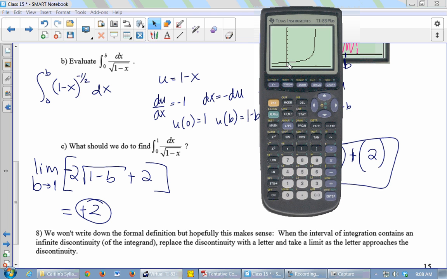All right, so I want to find the area from 0 to 1. If I just put in 0 to 1, my calculator will give me an error, right? Because it's got this infinite discontinuity at one of the bounds. So instead, I will calculate from maybe 0 to 0.9.